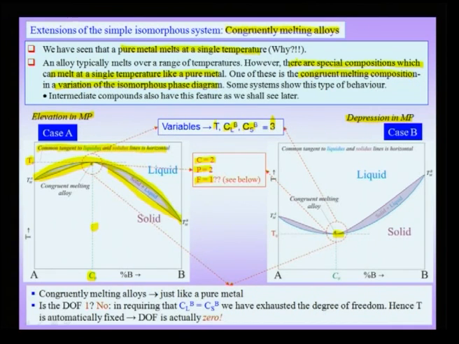So, there are totally three variables, but then when I am talking about a congruent melting composition, what I am doing is insisting that the composition of the liquid has to be the same as the composition of the solid, because that is where the common tangent is. The solidus line touches the liquidus line, which touches the horizontal line drawn at temperature T0.